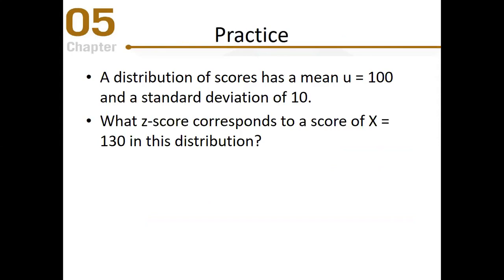Okay, here's a practice question. A distribution of scores has a mean of 100 and a standard deviation of 10. What z-score corresponds to a score of 130 in this distribution? What you're going to do is take the 130 and use the z-score formula to create a z-score. Go ahead and do that. This should be fairly simple.